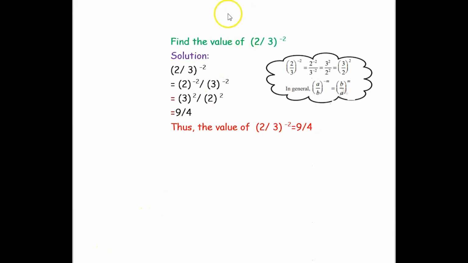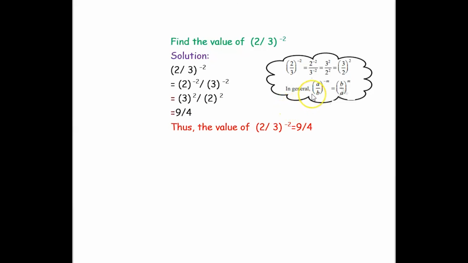Next question is: find the value of 2 divided by 3 the whole raised to the power of negative 2. So this 2 divided by 3 whole raised to the power of negative 2 can be written as 2 raised to the power negative 2 divided by 3 raised to the power of negative 2. Now here negative 2 is in the numerator and denominator, so we can interchange it. So 3 is raised to the power 2 divided by 2 raised to the power of positive 2. Now 3 raised to the power 2 is 3 into 3, that is 9, and 2 raised to the power 2 is 2 into 2, that is 4.